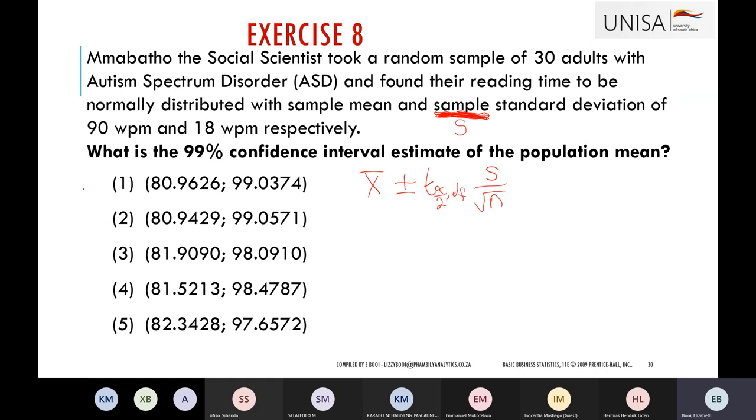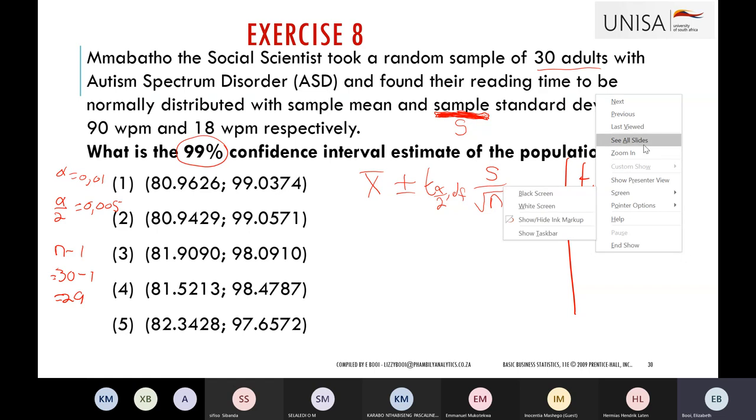You will need to go and find your T alpha. So we're using 99. So our alpha will be 0.01. Therefore, our alpha divided by 2 will be 0.005. And we are given our N. So our N minus 1 will be 30 minus 1, which is 29. Therefore, to find the critical value of 0.005 and 29, we need to go to the T table. So let's go to the T table.